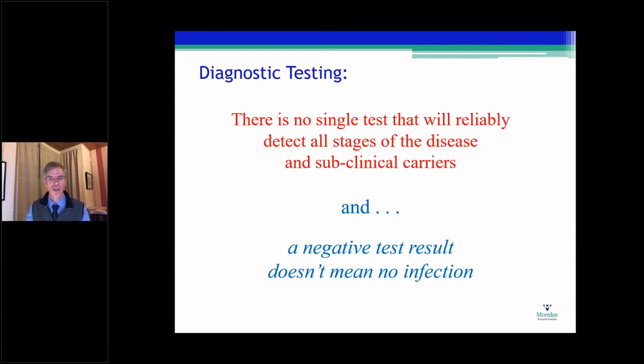As you can see from all those tests, they show very different things, and the way in which they are interpreted can be very different. So there is actually no single test that will reliably detect all stages of the disease, including the subclinical carriers. And a negative test doesn't necessarily mean no infection. It may just be a false negative result.